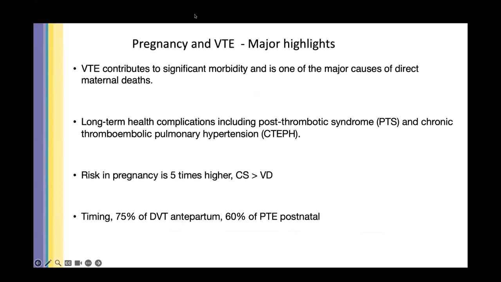Do we have anyone who has had some experience? I'm happy to have your hand up. You can use the hand function to show. I just want to know how many of us have had some experience in managing VTE in pregnancy. Anyone? Right, Dr. Moreno Witte, okay. What was your experience? How was your experience? And how did it come along?